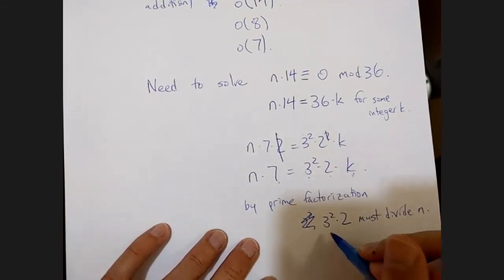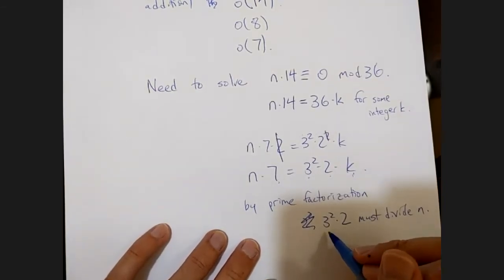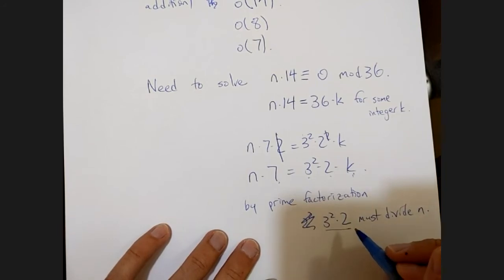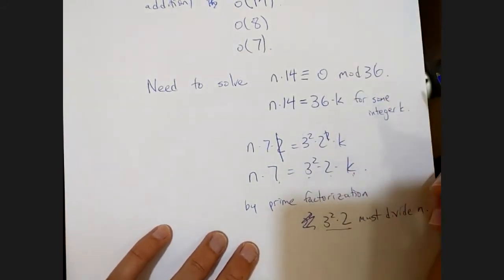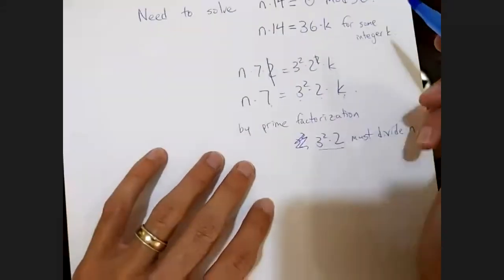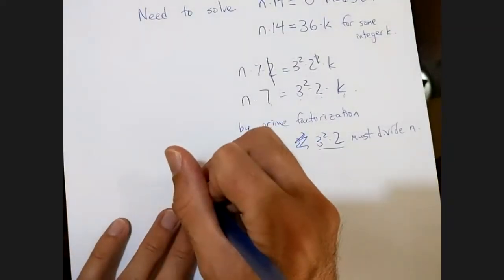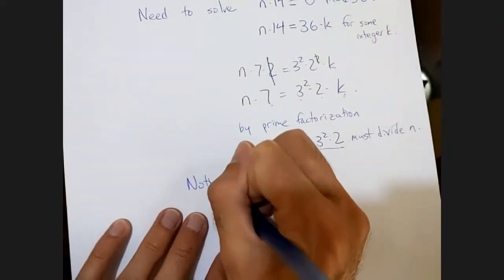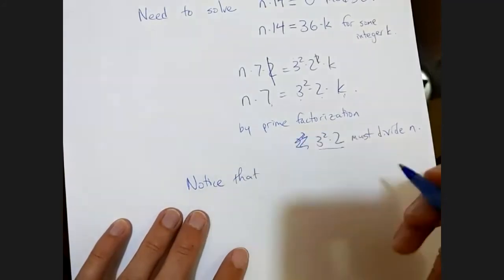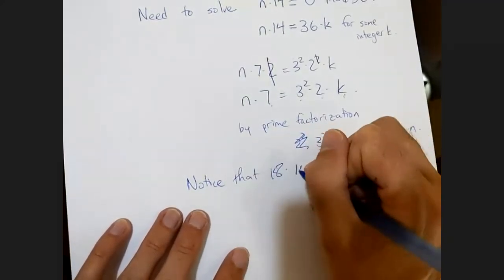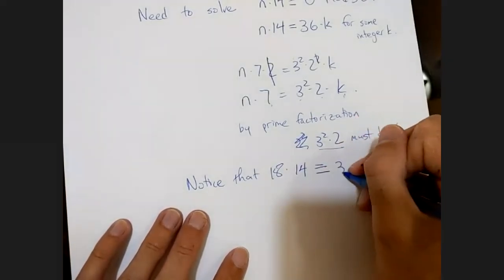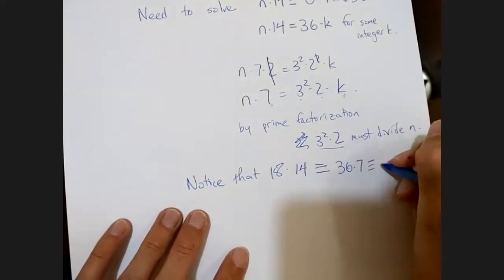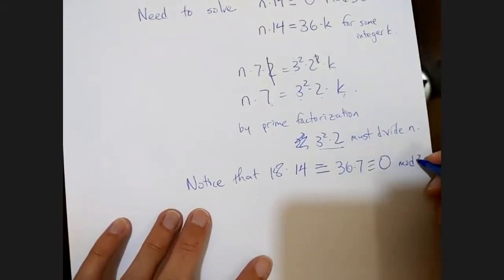Now, so 3 squared times 2, that's 18. If it also happens that 18 times 14 is congruent to 0 mod 36, that would be the order. Now check. Notice that 18 times 14, that's just 36 times 7, which is 0 mod 36.